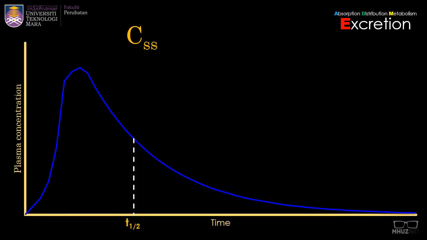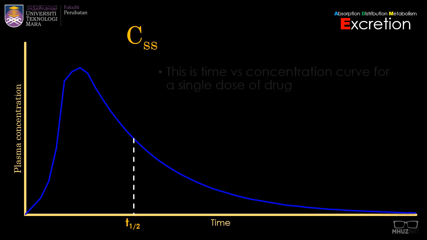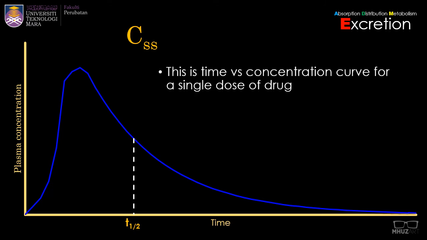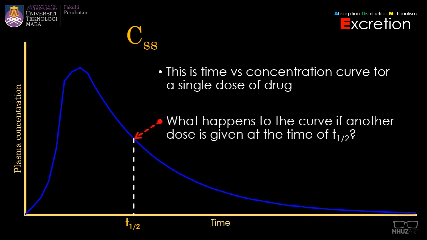Okay, I'd like to take a few of the final slides here to talk about steady state concentration. This plasma concentration versus time curve is a curve that is produced for a single dose or single administration of a drug. What will happen to the curve if another dose is given at the time of half-life here? So let's see.